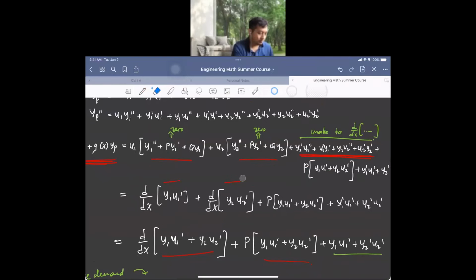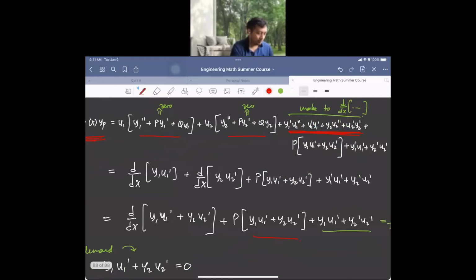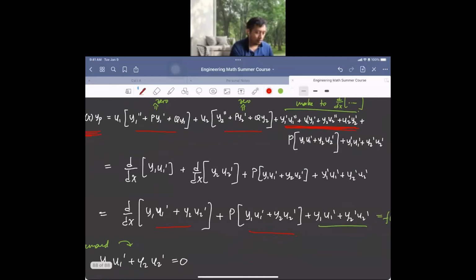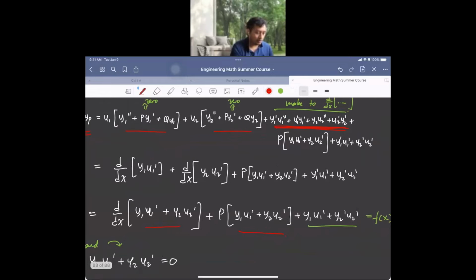Now we have another form that is in P here.